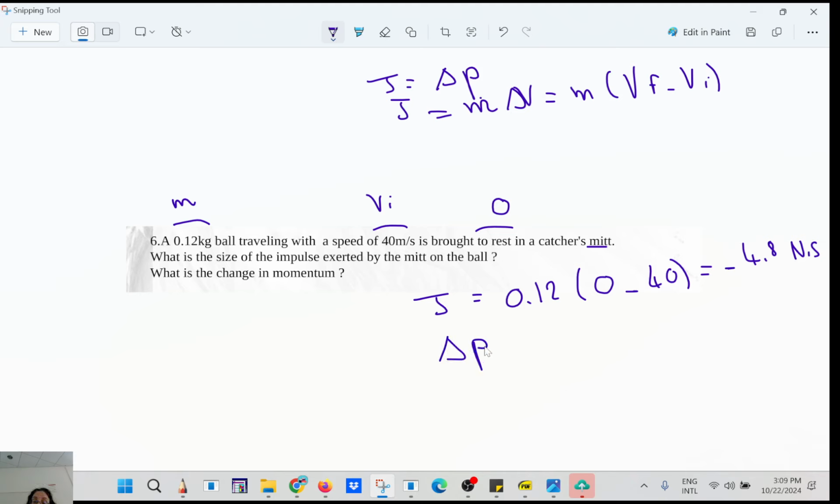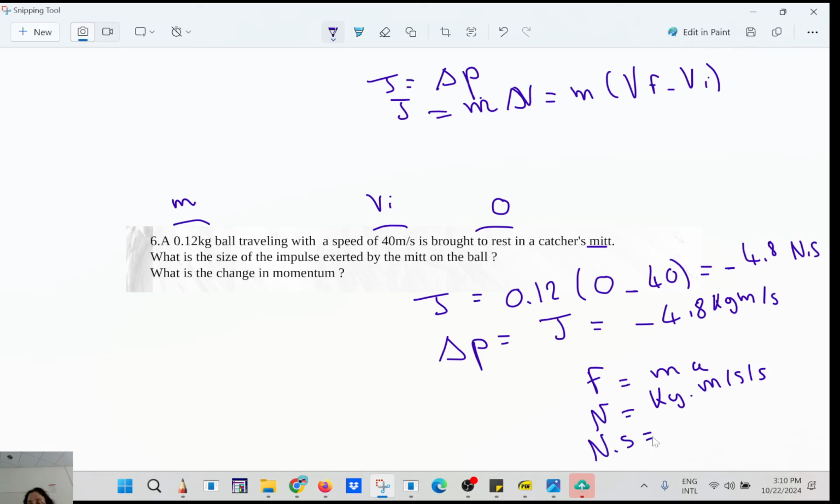Okay, the change in momentum is going to be the same as the impulse, right? Impulse equals change in momentum, so it's going to be 4.8. You can keep this, or you can say kilogram meter per second. Because force equals ma, Newton is kilogram times meter per second squared. So if you multiply Newton by second, you get kilogram meter per second, because this one goes away. These two units are the same. But usually for momentum, we like kilogram meter per second. Agree? Okay.